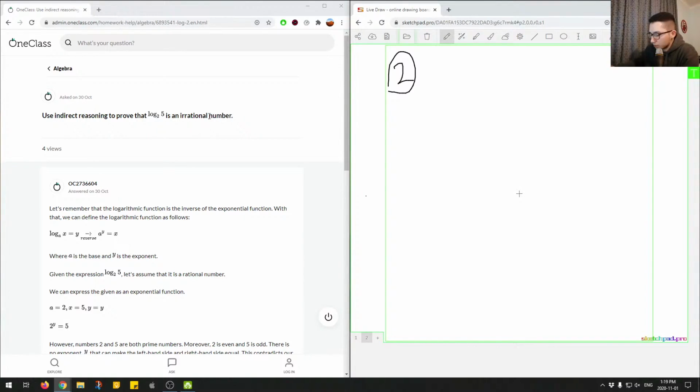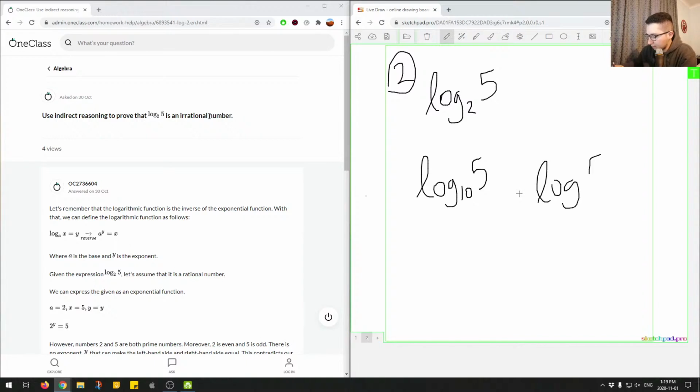irrational number. So we're given log base 2 of 5. Usually when you write out log, you don't write out the base. But what is assumed in this scenario when there is no base written is that the base is 10. So when you say log 5, you're essentially saying log base 10 of 5, and these two are equivalent. But here they're giving us the base 2.